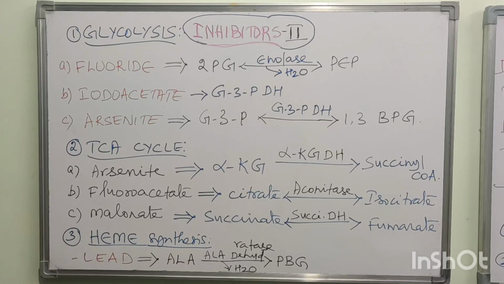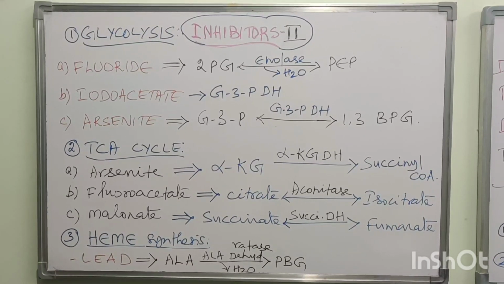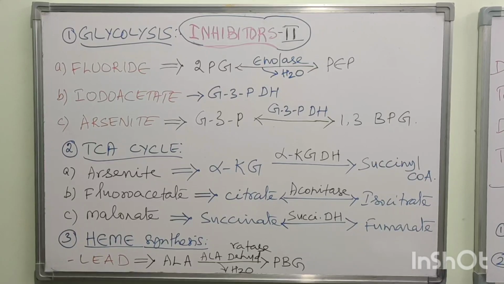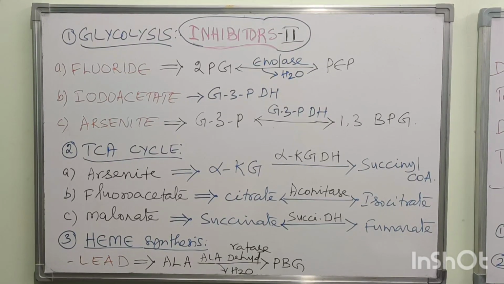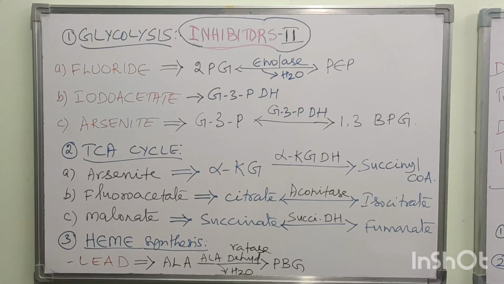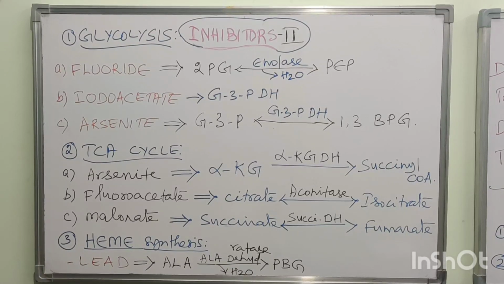Hi students, next we are going to discuss the inhibitors in biochemistry. Actually, we have three situations in biochemistry for inhibitors. The number one inhibitor is the electron transport chain. What are all the inhibitors in all the four complexes of the electron transport chain is number one.